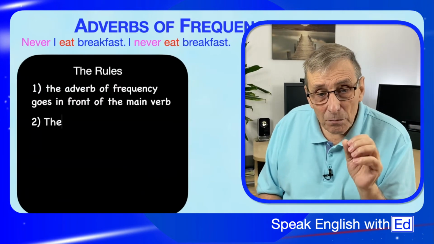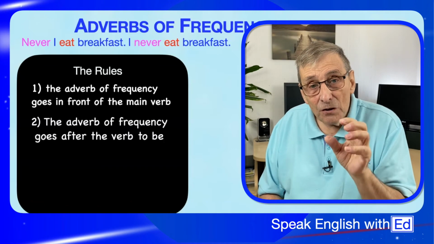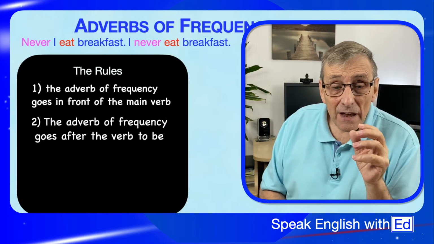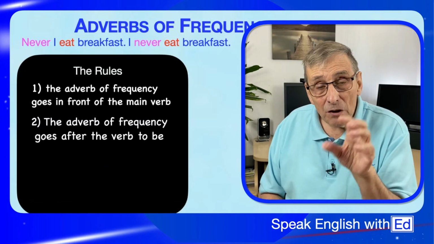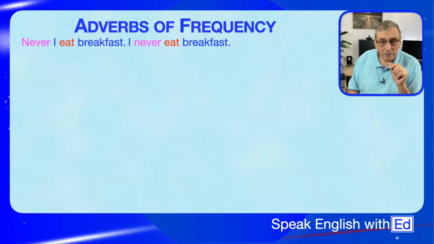The adverb of frequency in rule 2 goes after the verb to be. So if you've got a sentence that contains the verb to be, then you put the adverb of frequency after the verb to be. Let's have a look at an example.